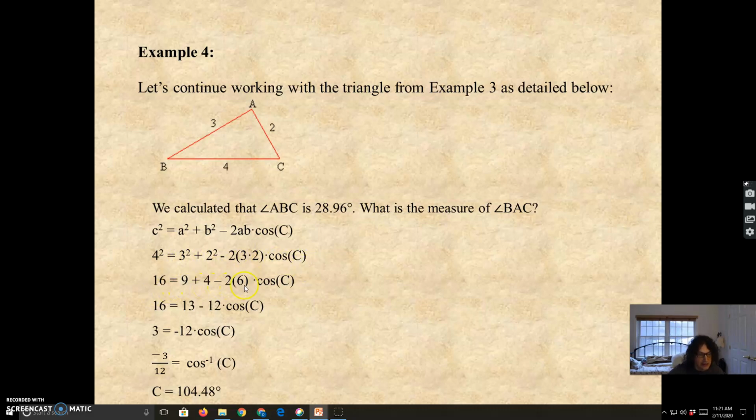We go through the calculations, and we get the inverse of cosine C, capital, because we want the angle, and we got that. And the inverse of that would be 104.48 degrees. Now, what is 104.48 degrees? That's going to be BAC. It's going to be this guy right here. And it makes sense because it's opposite the largest side, so it'd be the largest angle.